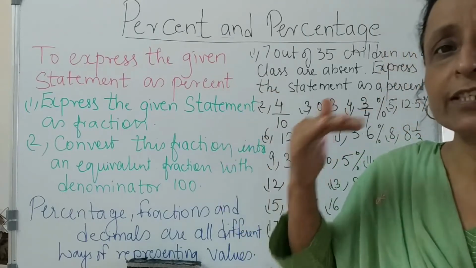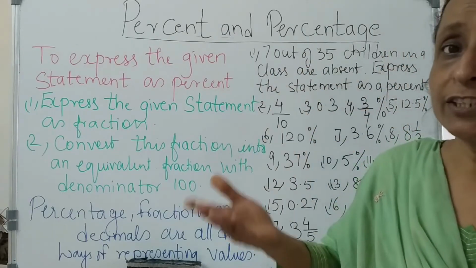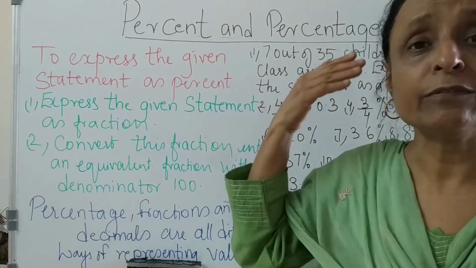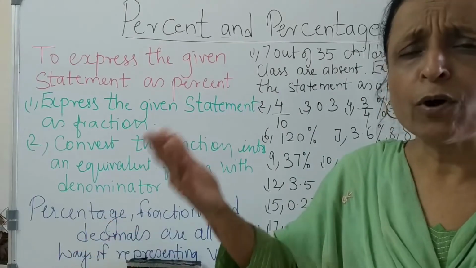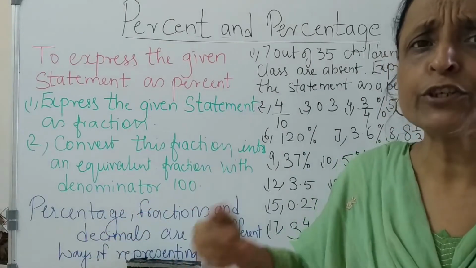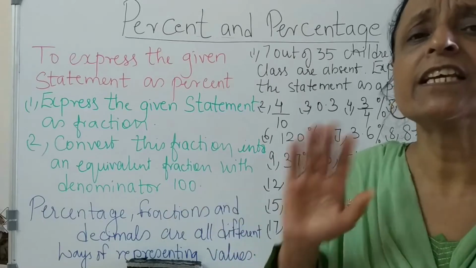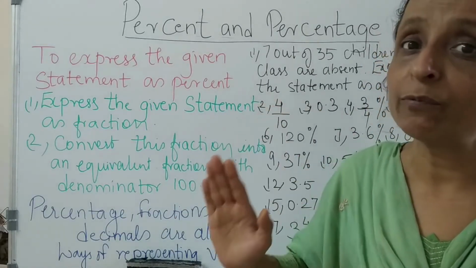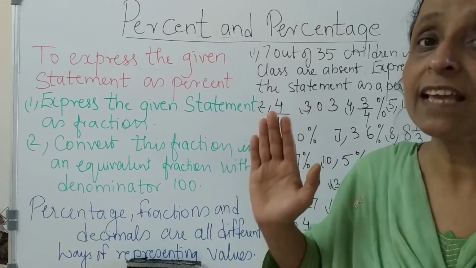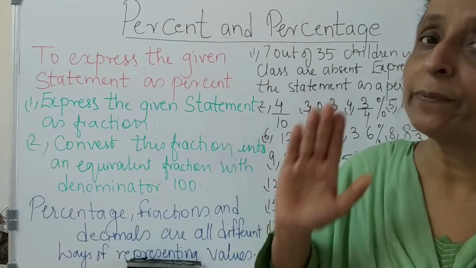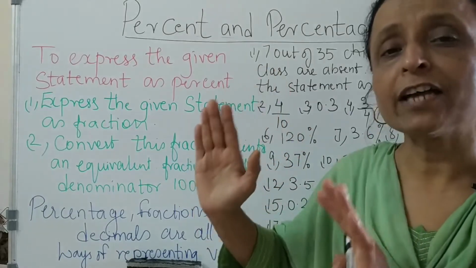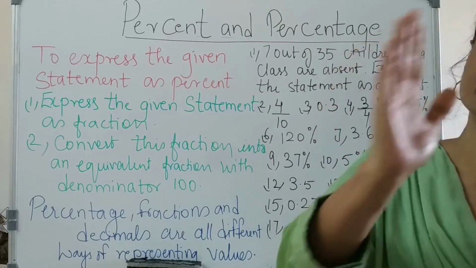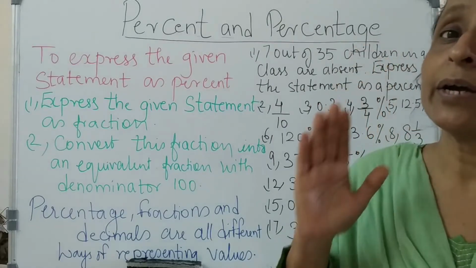Now percentage is important in finding the fractions. The fractions have values, the ratio has values. Whatever values you get in ratio, fractions, percentage, the value remains the same. So they are interconvertible. Let's see how you can convert percentage into fraction, fraction into decimal, and vice versa, decimal into fraction into percentage. You can convert.